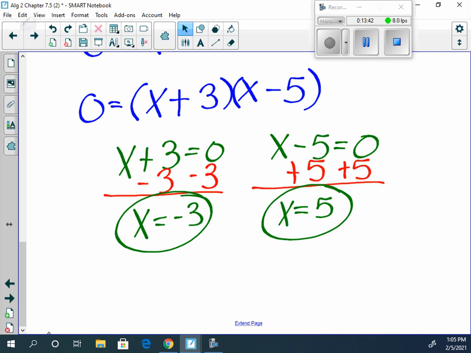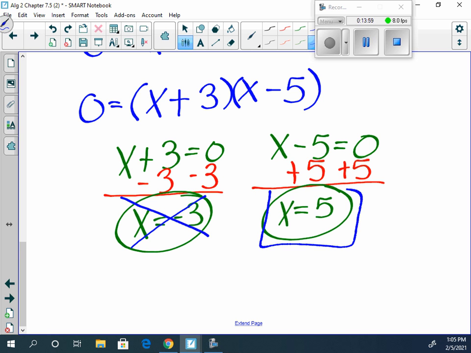So when we look down here, well, x is equal to negative 3 will not work because it'll cause the denominator to become 0. So it is not one of our solutions that works. But x equal to 5, this one here will. So x equals 5 is our solution. It's the one that works. Any questions on this here? Any questions on anything we've done so far? Are we good with this here?